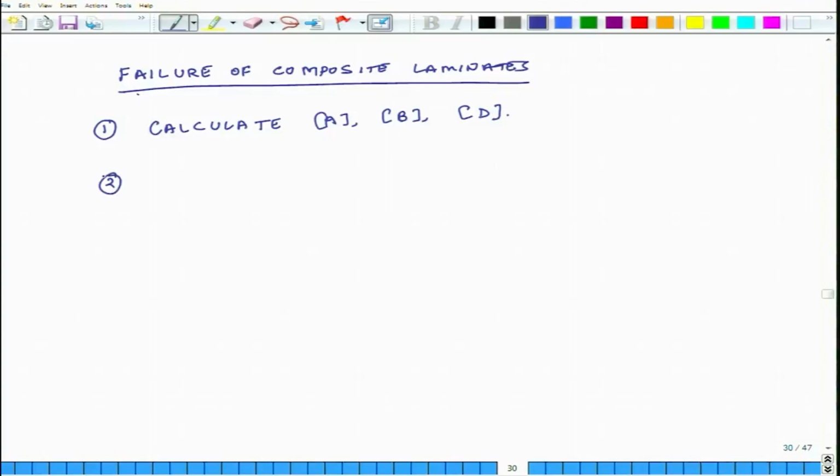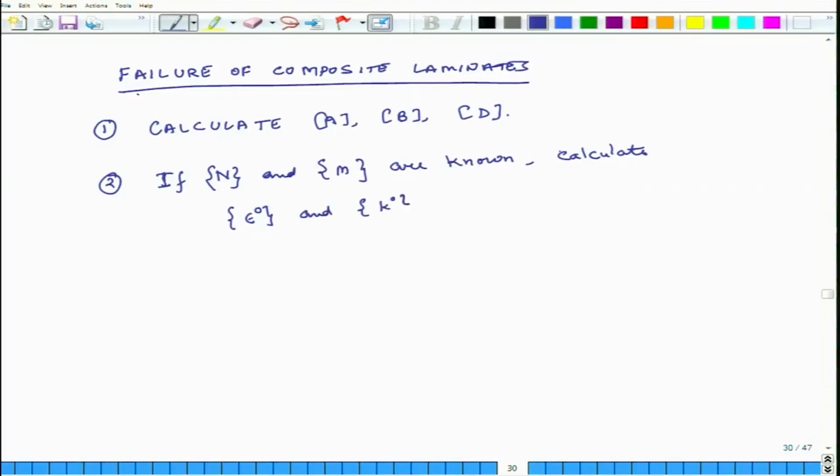Second, if N and M are known, then calculate epsilon and curvatures for the laminate. We have to find the mid plane strains and mid plane curvatures, and this is only if we know N and M. If we do not know N and M, then we cannot solve this problem of failure. So, we have to know N and M.